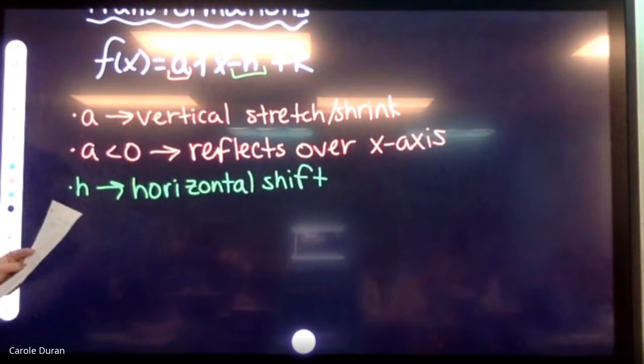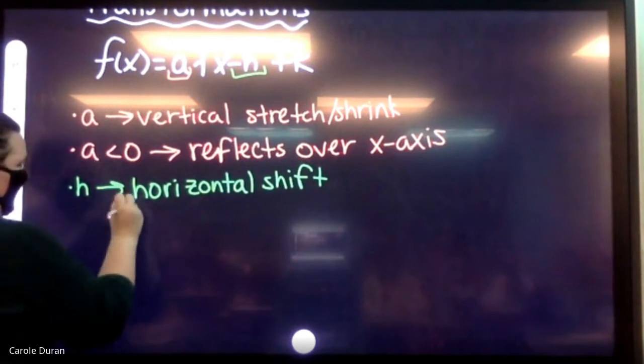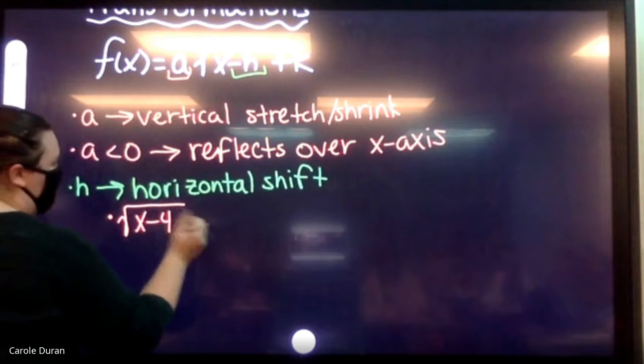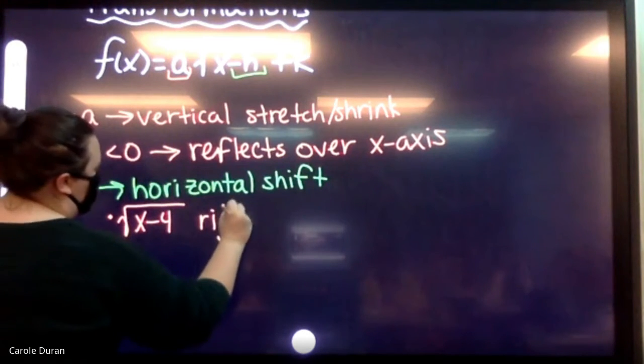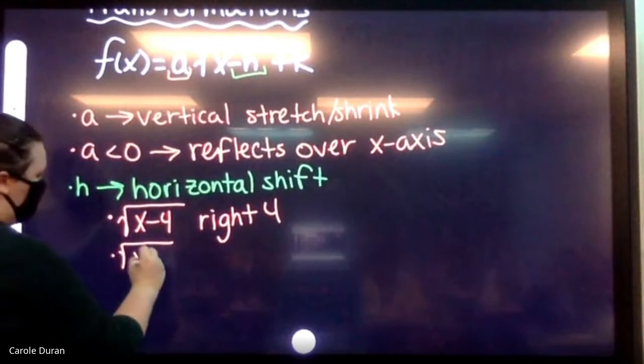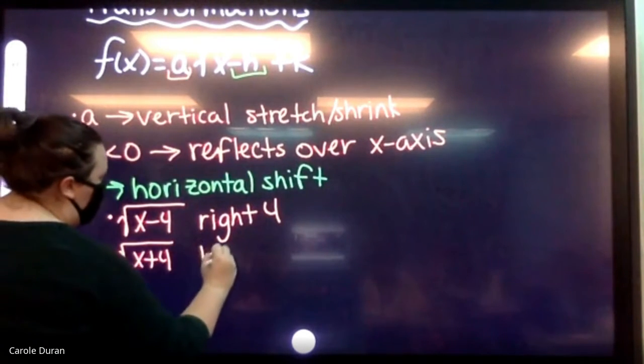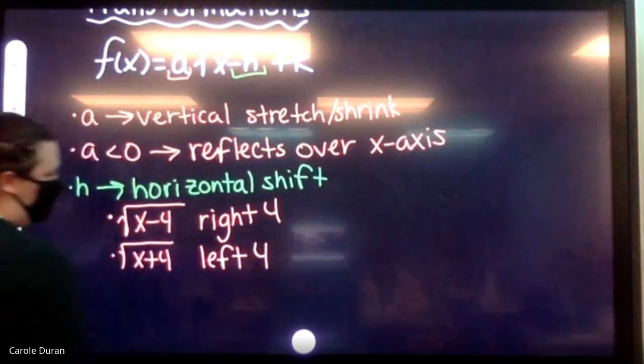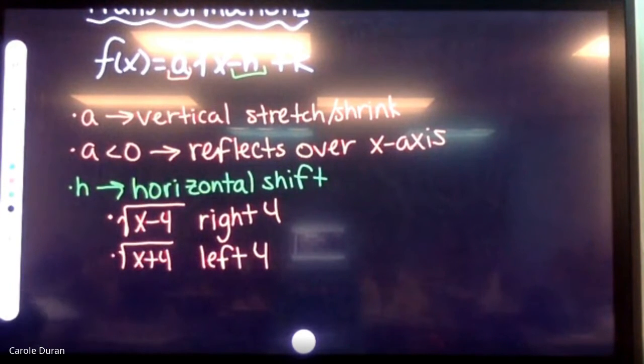Horizontal behaves the opposite of what we think it should. So for example, if I have the square root of x minus 4, that is a shift right 4 units. If I'm taking the square root of x plus 4, that is a shift left 4 units. So it goes the opposite direction. If I'm subtracting a number, I'm moving right. If I am adding a number, I'm moving left.